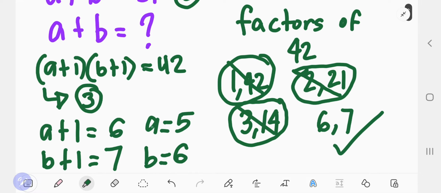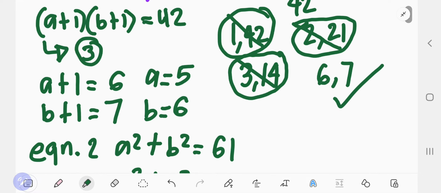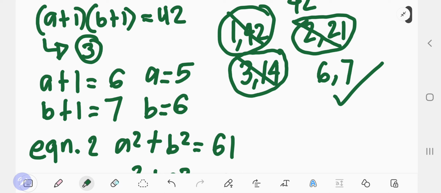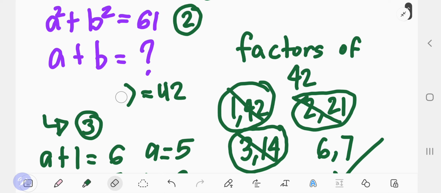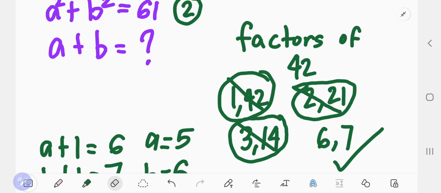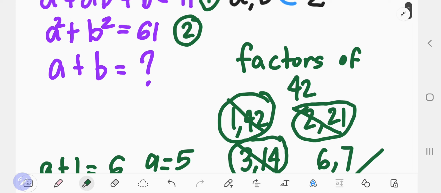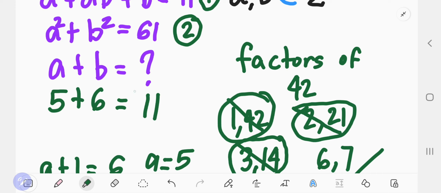And since we have a is equal to 5 and b is equal to 6, we can now solve for a plus b. A is 5 and b is 6. And 5 plus 6 is 11. And that is our answer.